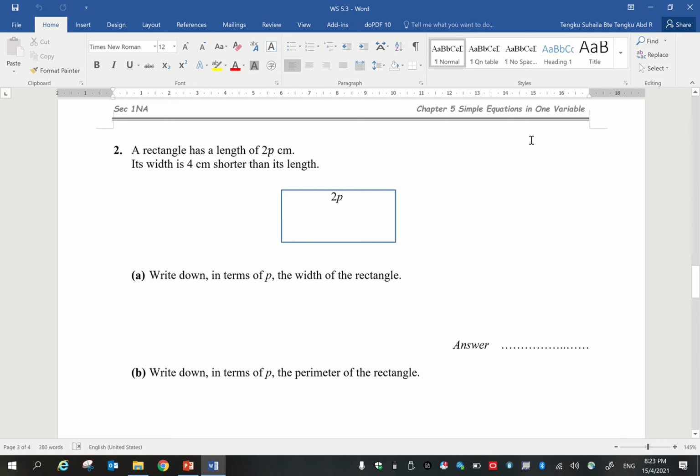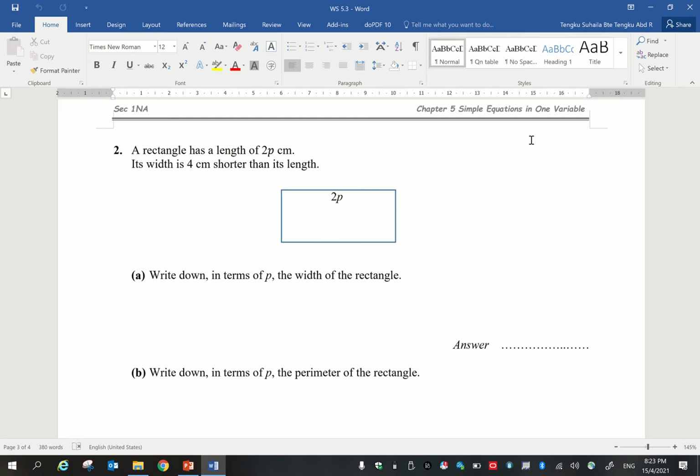Hello everyone. We are at worksheet 5.3 of chapter 5. Let's solve question number 2 of the practice section. A rectangle has a length of 2p centimeters. Its width is 4 centimeters shorter than its length. Part A, write down in terms of p the width of the rectangle.